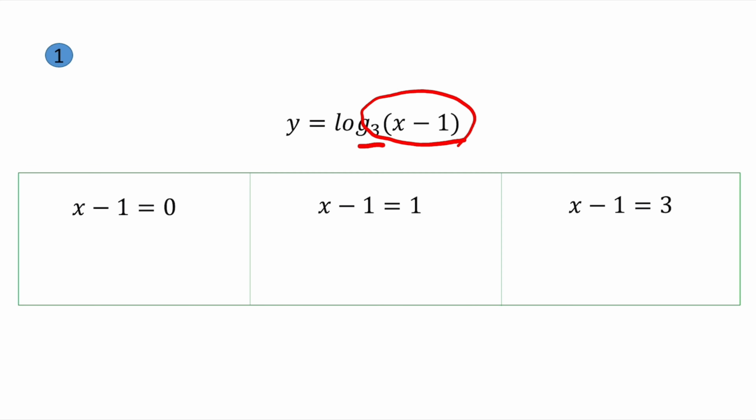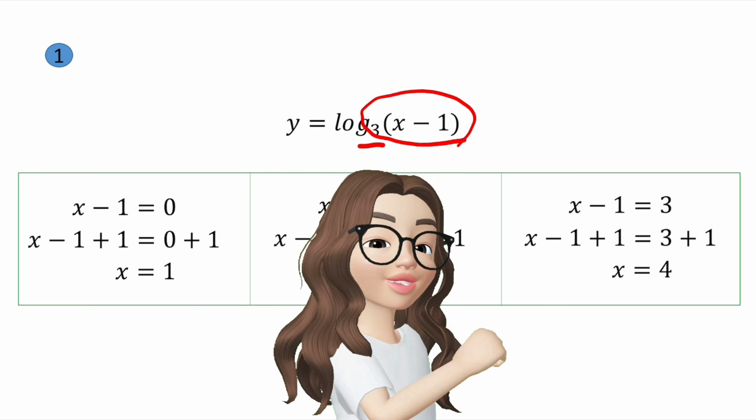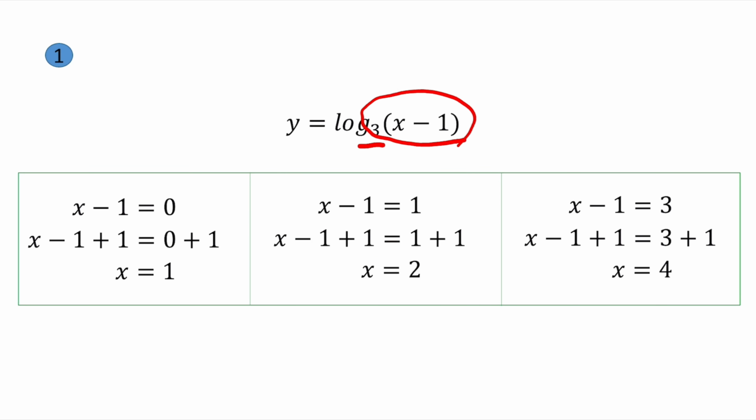And we will find the values of x that these equations will produce. So when x minus 1 is equal to 0, apply APE and it will give us x is equal to 1. Next, x minus 1 is equal to 1. Apply APE and it will give us x is equal to 2. Next, x minus 1 is equal to 3. Apply APE and it will give us x is equal to 4. And these values will be used in our table of values later.